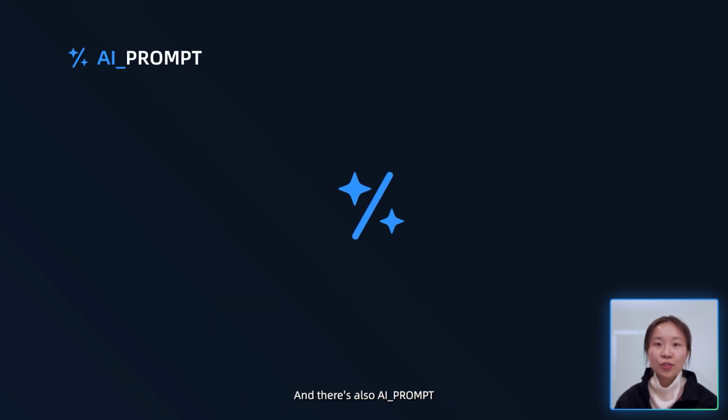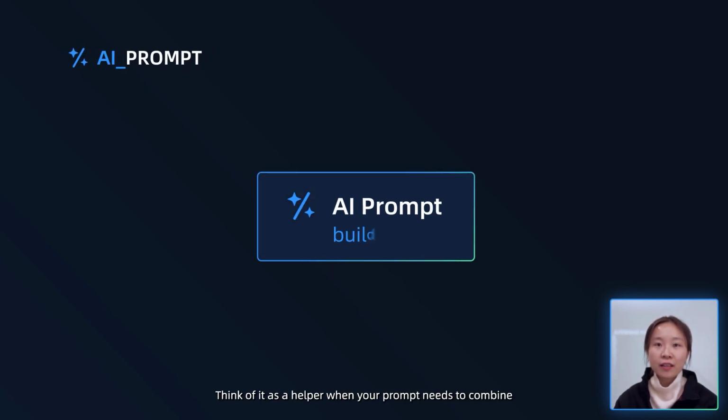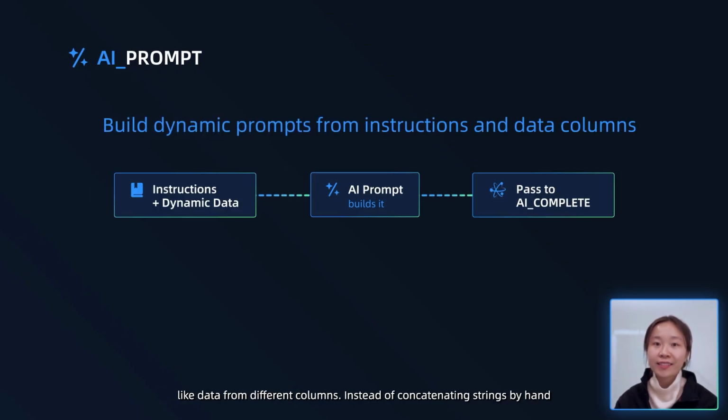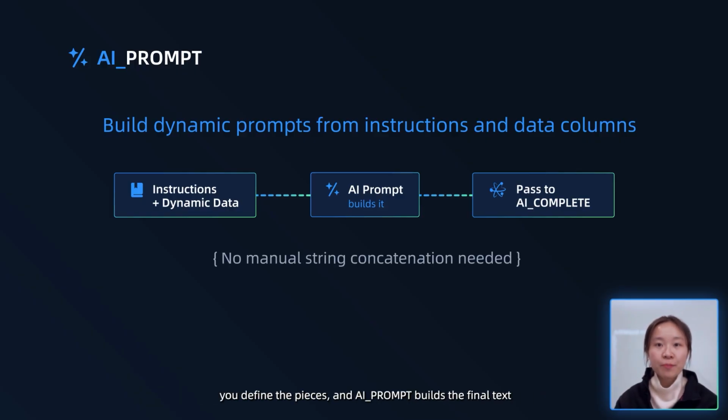And then there's also AI_PROMPT. Think of it as a helper when your prompt needs to combine instructions with dynamic content like data from different columns. Instead of concatenating strings by hand, you define the pieces and AI_PROMPT builds the final text, and that output can be passed straight into AI_COMPLETE.